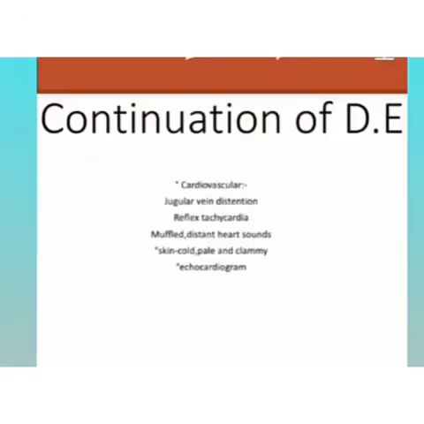Continuation of diagnostic evaluation. In the cardiovascular system, we can see jugular vein distension, reflex tachycardia, and muffled and distant heart sound. And in the skin, cold, pale, and clammy skin can be seen. An echocardiogram can be used to produce images of the tamponade heart. And here we can see dilation of the IVC that is less than 20 mm in an adult sized heart, and hepatic veins dilation can be seen.